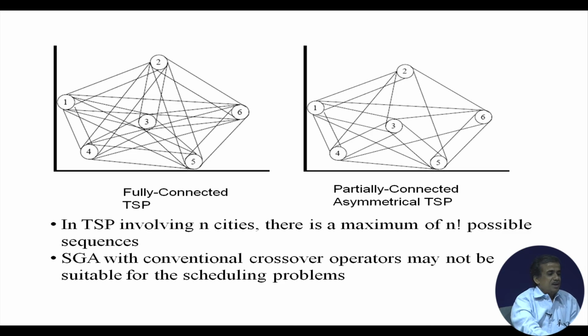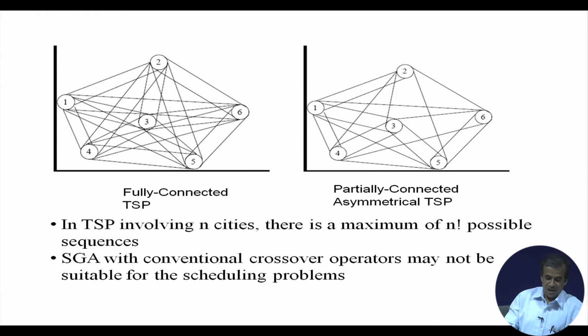Now, this TSP involving n cities, there is a maximum of n factorial possible sequences. You can understand the complexity of this particular problem. Now, let me take a very simple example, you will understand the complexity of this particular problem. Supposing that I have got 3 cities, very simple example, city 1, 2 and 3. How many possible sequences are there?